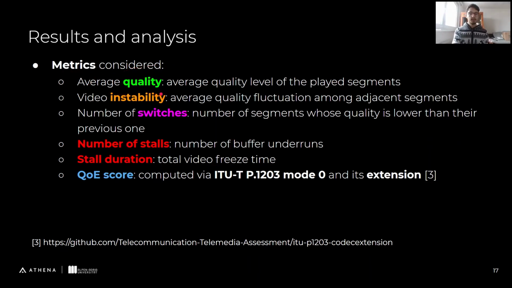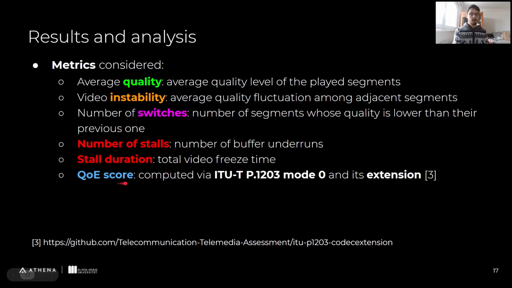The average quality, which is the average quality level of the played-out segments. The video instability, which is the average quality fluctuation among adjacent segments. The number of switches, which is the number of segments whose quality is lower than the previous one. The stalls, the number of buffer underruns. The stall duration, which is the total time that the video freezes.